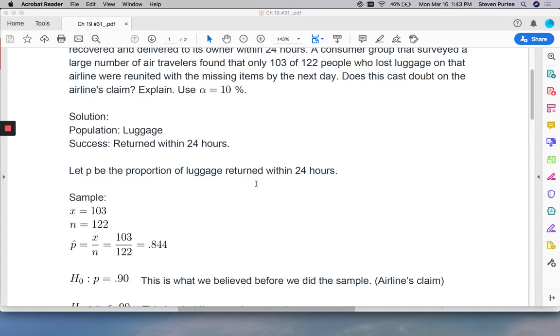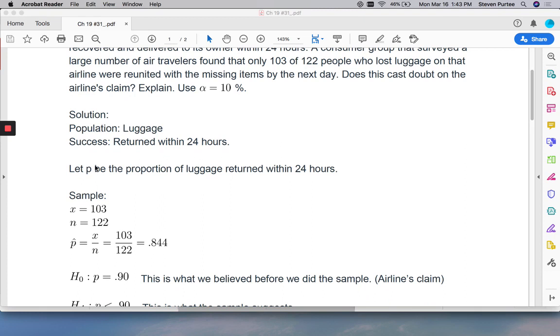So the first thing we have to do is define our variable P. We do that by figuring out our population and success. Our population is lost luggage, technically lost luggage. And the successful luggage is returned within 24 hours. So we say let P be the proportion of luggage that's returned within 24 hours.